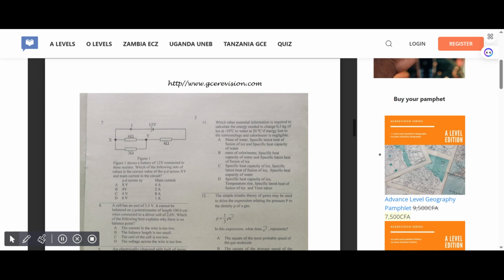Question 11. Which other essential information is required to calculate the energy needed to change 0.5 kilogram of ice at -10 degrees Celsius to water at 20 degrees Celsius, if the energy lost to the surroundings and calorimeter is negligible? The correct answer for 11 is C.